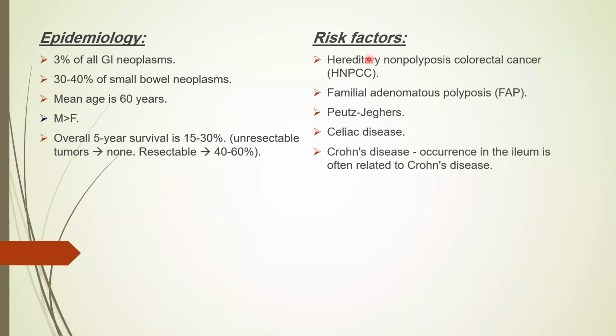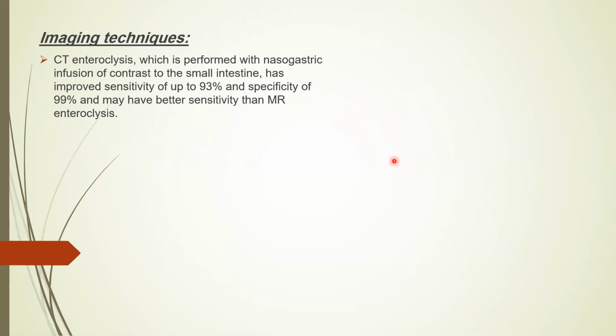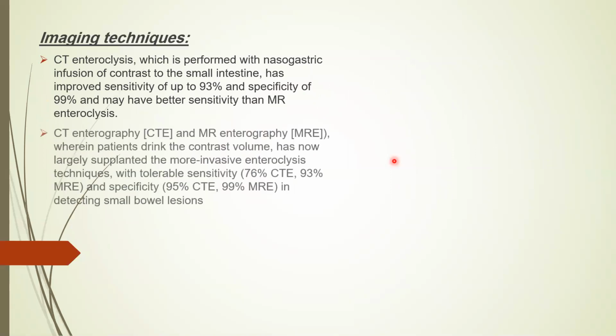The hereditary non-polyposis colorectal cancer and familial adenomatous polyposis, Peutz-Jeghers, celiac disease, and Crohn's disease. The imaging techniques: we have CT enterography, enteroclysis, and MR enterography and enteroclysis.